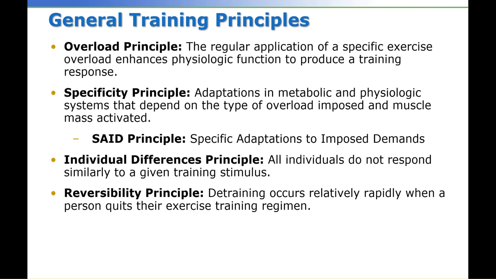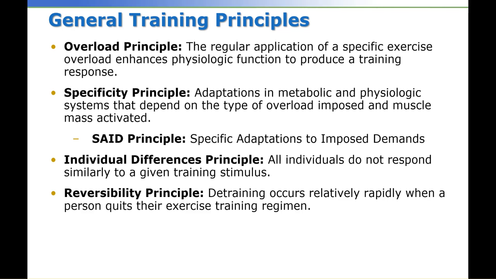Individual differences principle. All individuals don't respond similarly to a stimulus, and this has to do with genetics. Really, it has a lot to do with a person's genotype, which is what you can't see, the alleles and things like that that make up a person's traits. Phenotype is something you can see. Genotype still makes up that individual, and it can't be seen. So those individual differences matter. There are certain people that are responders, non-responders, and things like that.